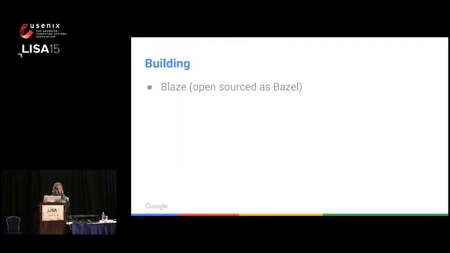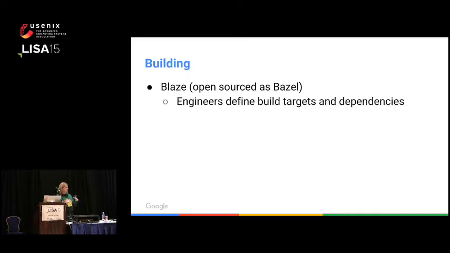So building. Blaze is our build tool of choice. I gave a talk here last year about MPM, Midas Package Manager. And someone asked me when we were going to open source Blaze, and we have. It's been open sourced as Bazel. Blaze allows engineers to define build targets, for example, a .jar file, and dependencies that are needed in order to build the specified targets. And both are built automatically.